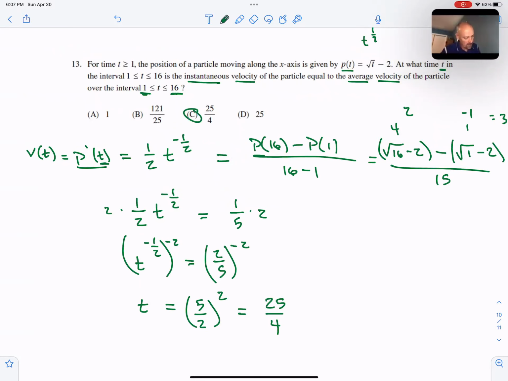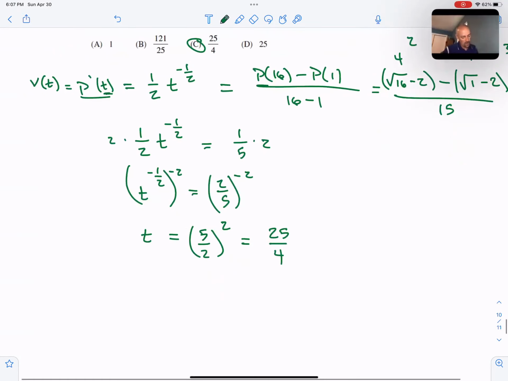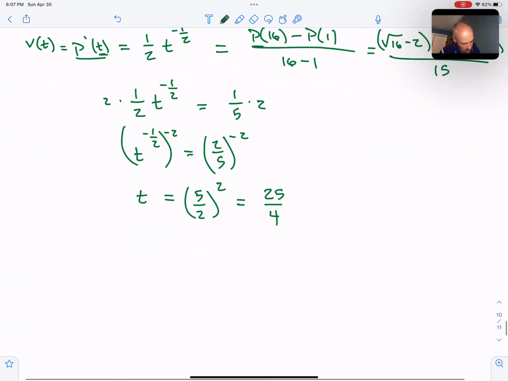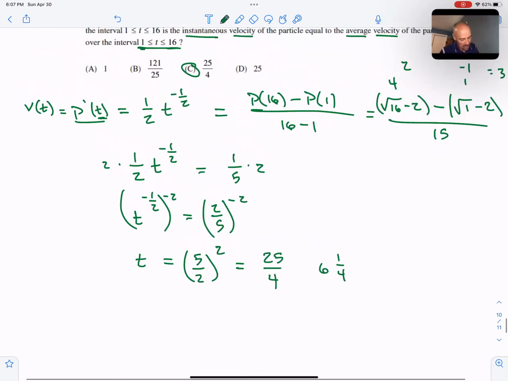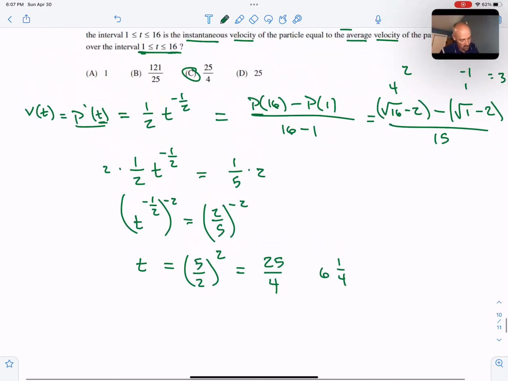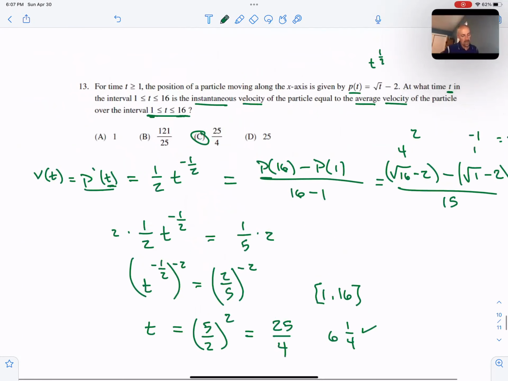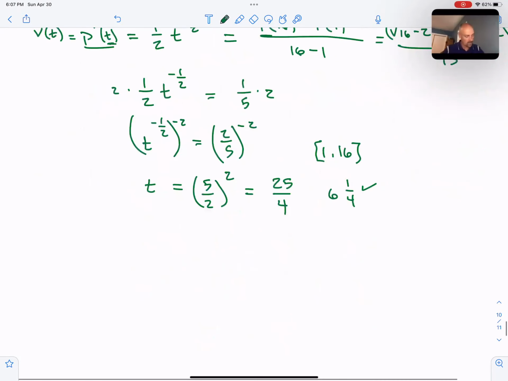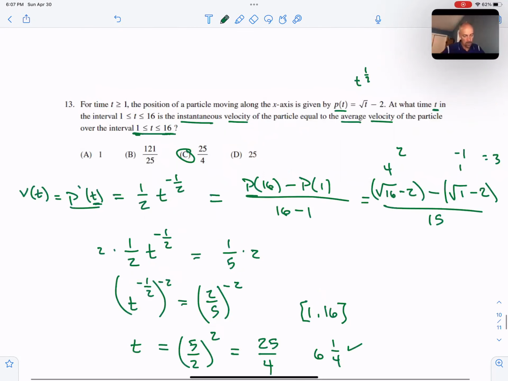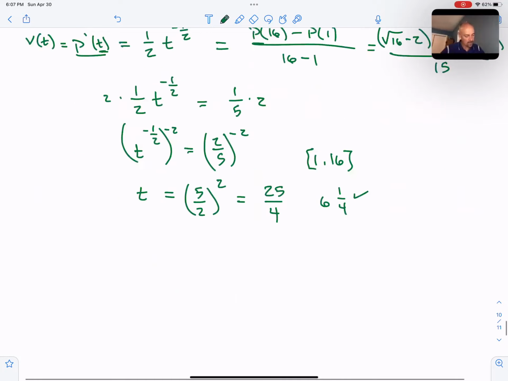Want to double check that that is in my interval. 25/4. That's what, 6 1/4? 6 1/4. And that is in the interval from 1 to 16. Okay. So that would be the time in that interval where the instantaneous velocity of the particle is equal to the average velocity of the particle at the endpoints. Okay. That was mean value theorem for derivatives.